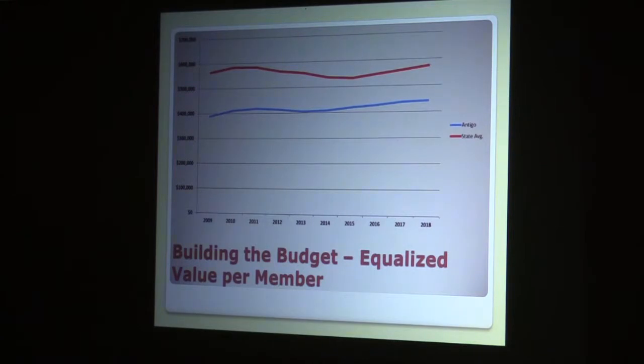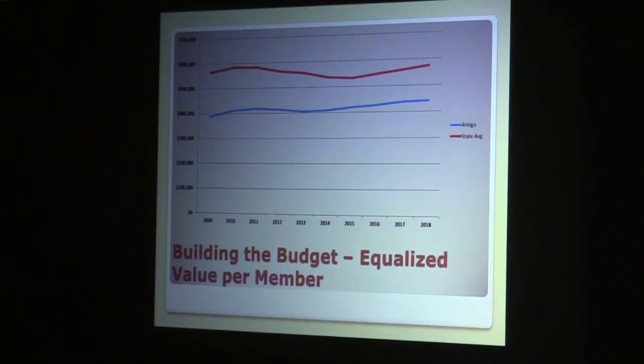Okay, so the first thing when we look at equalization aids, they want to know how wealthy we are. And this is a graph of our wealth, and the state measures wealth in real estate value, equalized value per member. So for every student, how much real estate do we have behind them? The red line is the state's average, the blue line is our average.